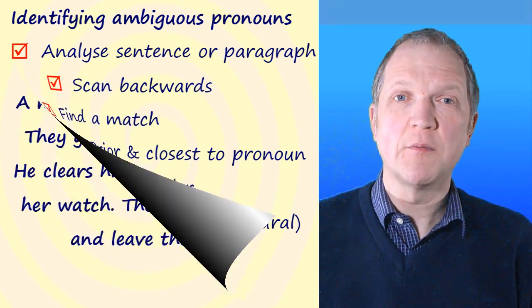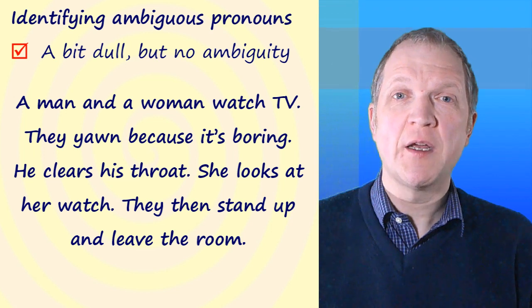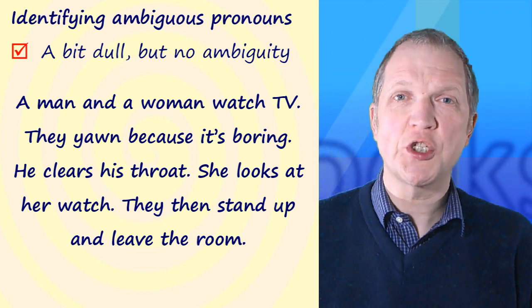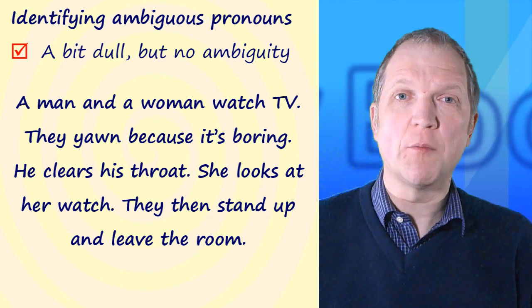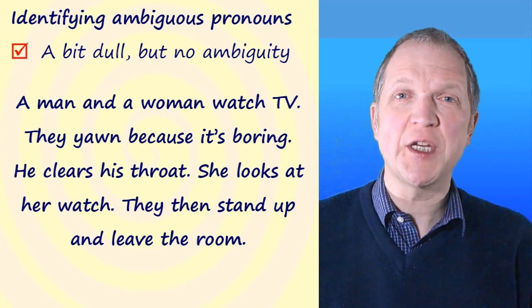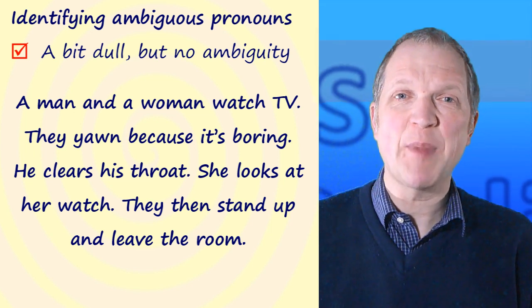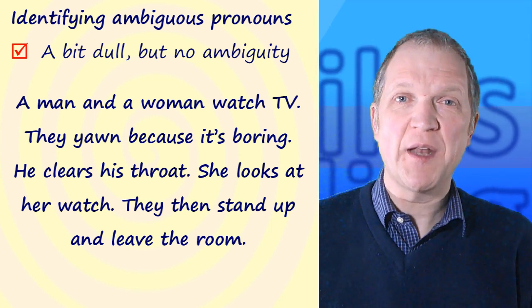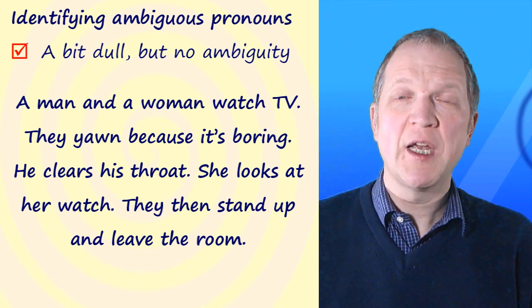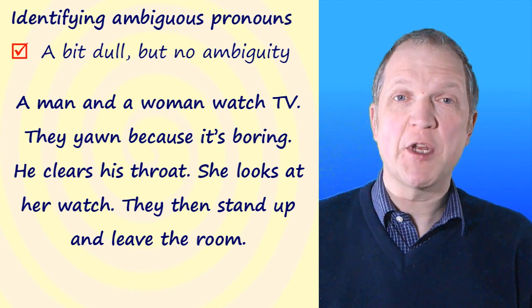Here's an example. A man and a woman watch TV. They yawn because it's boring. He clears his throat. She looks at her watch. They then stand up and leave the room. In this bland series of sentences, it's easy to find matching characters or objects by scanning backwards from each pronoun. The man and the woman are "they", the man is "he", "his", the woman is "she", "her", and the TV is "it". There's no ambiguity.